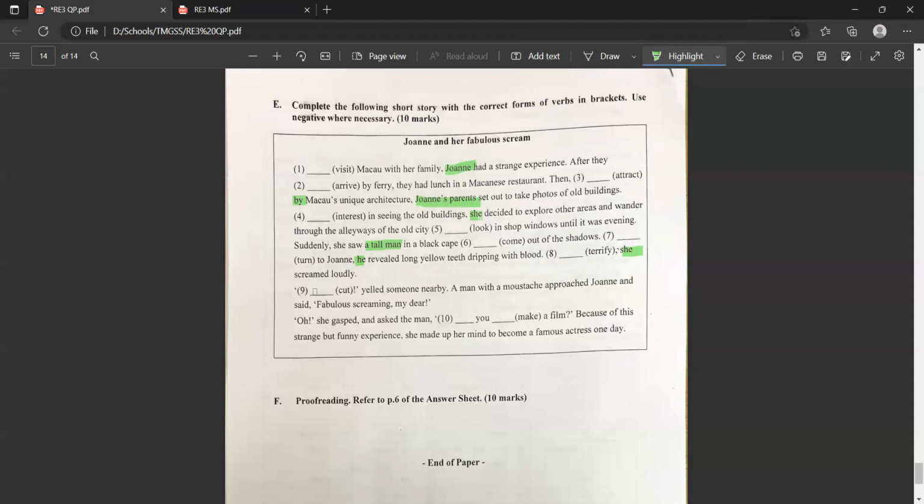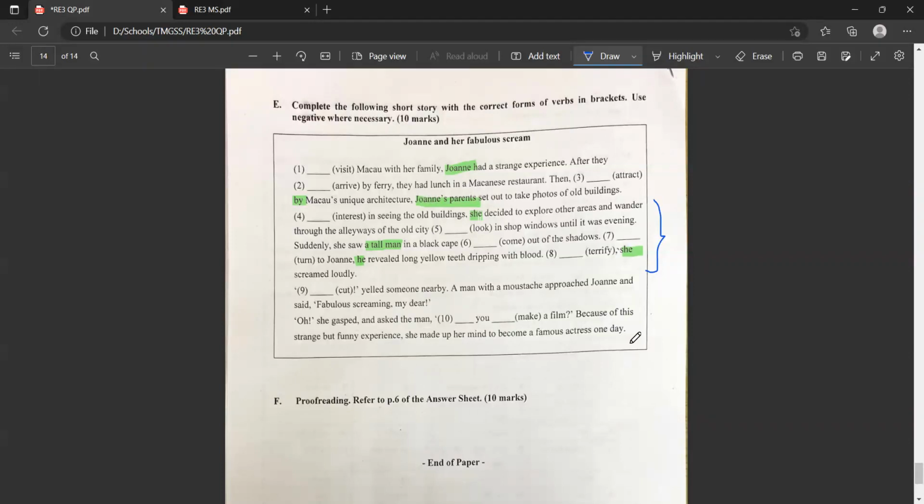Cut! Yelled someone nearby. Oh, she gasped and asked the man, are you making a film? Considering the events here. Okay? Are you making a film? Because of this strange experience.